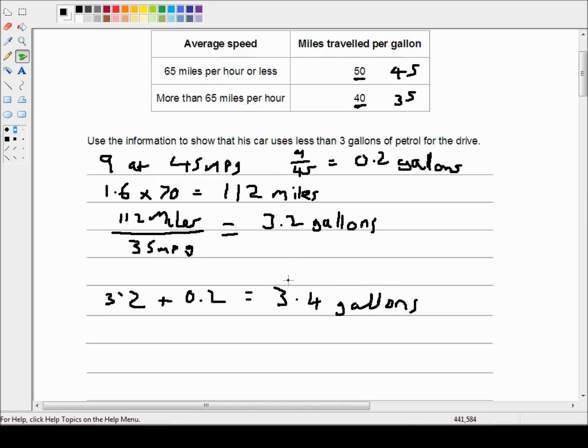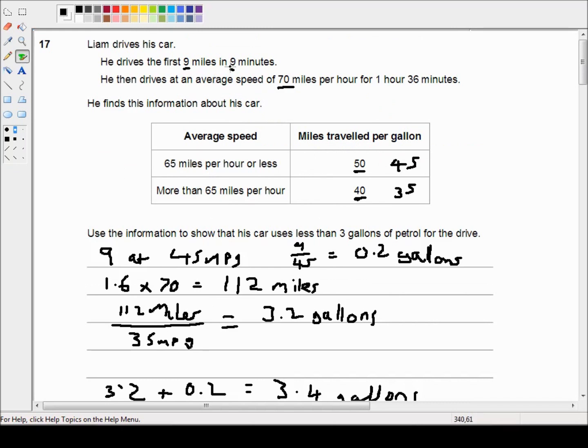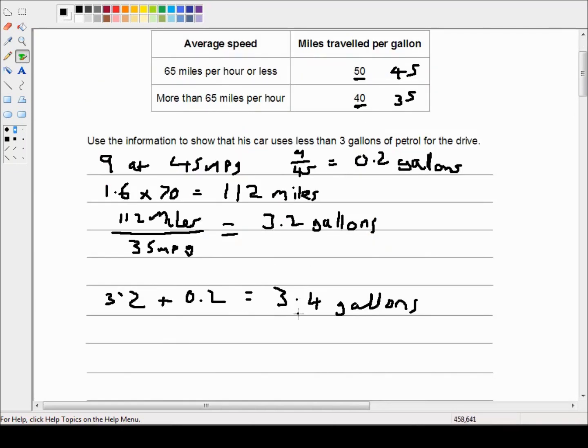Now, because we are worried about significant figures, because this is one significant figure, 3.4 gallons, because it's less than 3.5, is 3 gallons. So when we say 3 gallons, what we mean is anywhere between 2.5 and less than, but not equal to, 3.5. So 3.4 falls into the category of 3 gallons. And since this is the maximum amount it could possibly be using, 3.4 is equal to 3 gallons to one significant figure. So we can still say he's using less than 3 gallons to one significant figure.